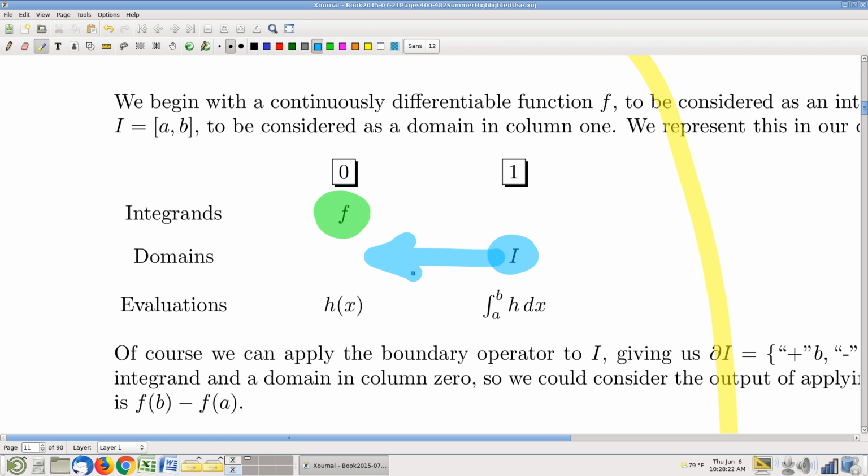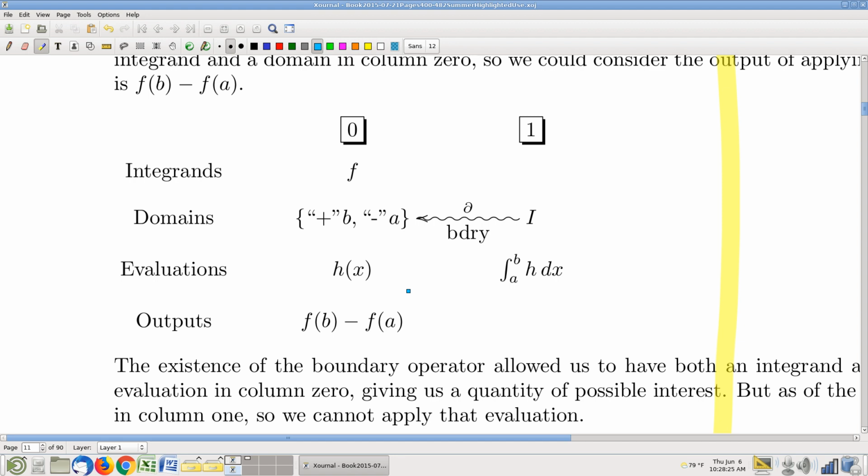Right? The boundary is going to be, let's see, do I have that down here? Here we go. Here's our function, column 0, an interval. In column 1, I can take the boundary. Here it is. The boundary is the endpoints A and B, oriented. Right? We have these arbitrary conventions that we made of, okay, the right endpoint gets a positive orientation, the left endpoint gets a negative orientation.